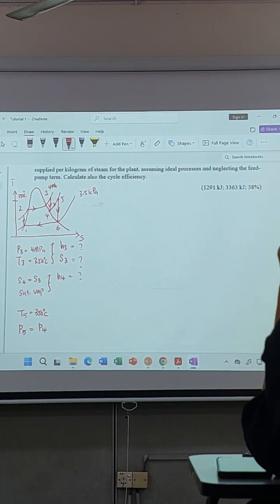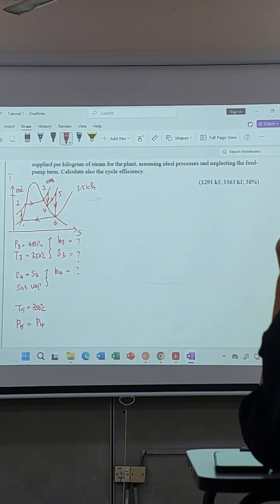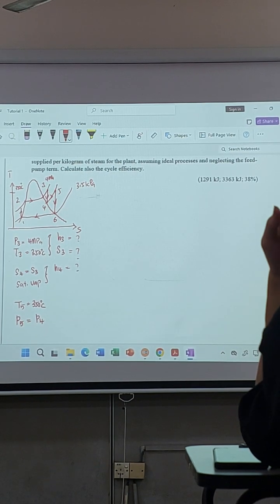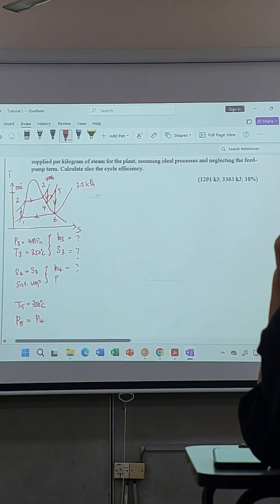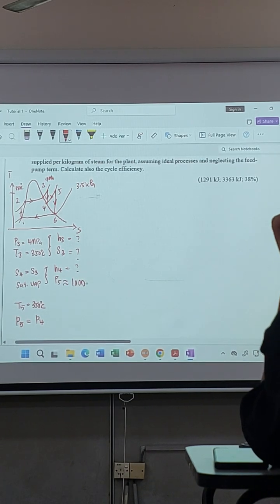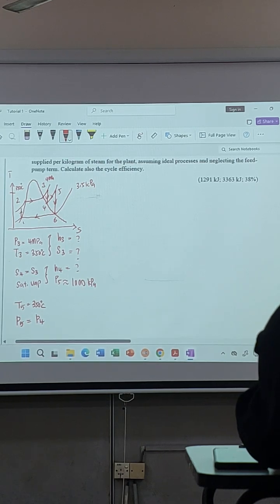So now we don't know what to do for state 4, so we move on to state 5. For state 5, we know T5 is 350, and P5 is P4. So we need to go back here and write down P5 as well. If you attend the lecture, you should know that this is approximately 1000. I forgot whether it's exact or approximate, but yeah, approximate. So then now you know both, and you can write H5 as well as S5.